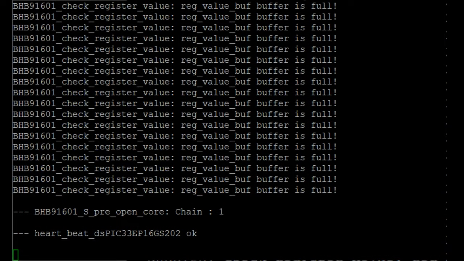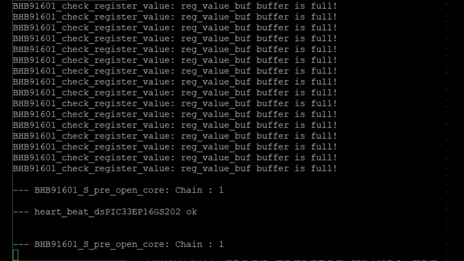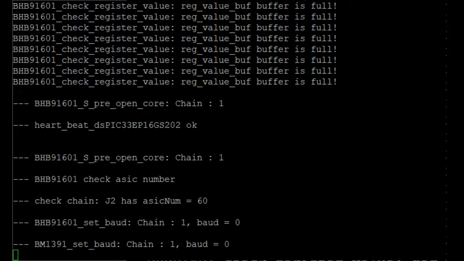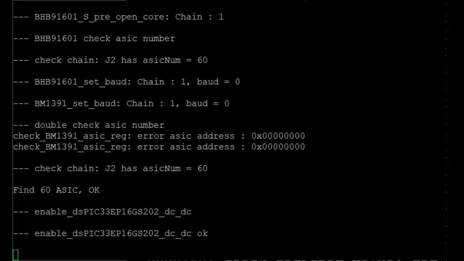So let's wait for the result, and boom. Yeah, so in this case we still have a buffer problem, so we're going to make a pattern test in the next video.